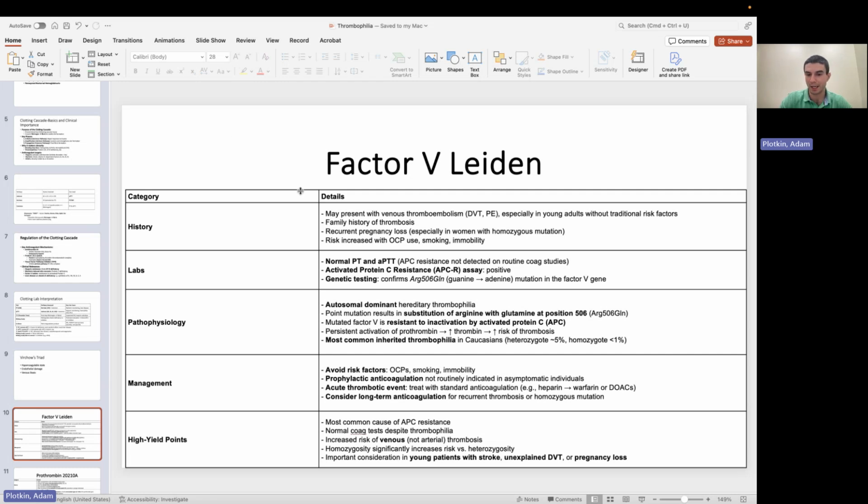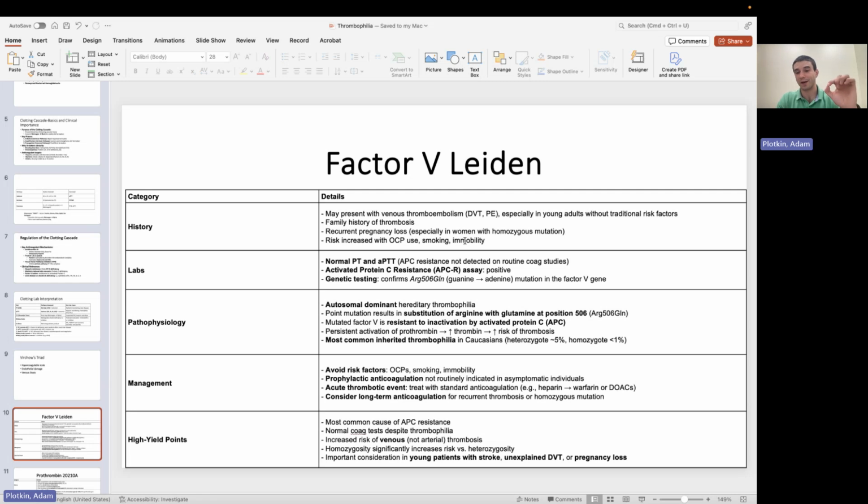So history, what might key me in on factor V Leiden? They might present with a DVT or a PE, especially in a young adult with no risk factors, right? They might have a family history of it. They might have recurrent pregnancy loss. When we think about these hypercoagulable states, the thrombophilias, these thrombi can clot the placental vessels, right? And so now the fetus is not able to get the proper blood supply, and that can lead to early fetal loss. The risk will increase with OCP use, smoking, and immobility, exactly what I talked about.